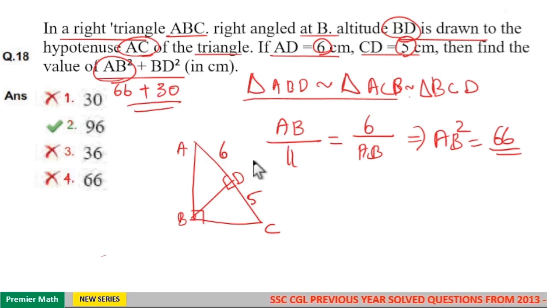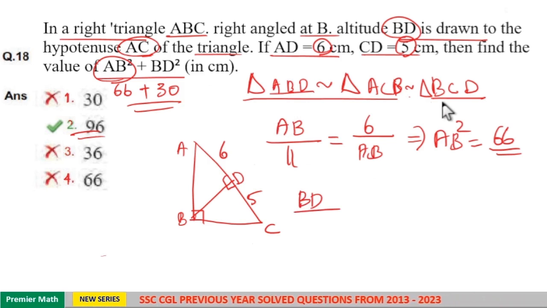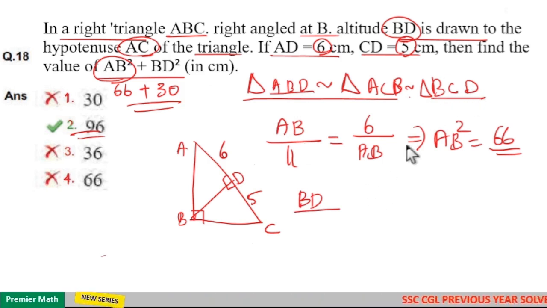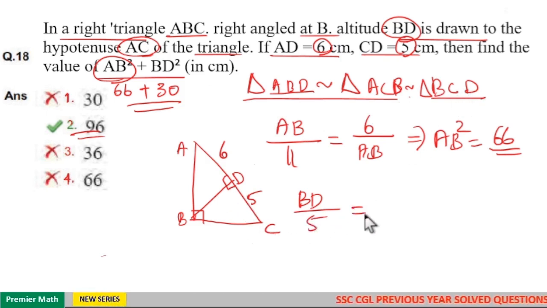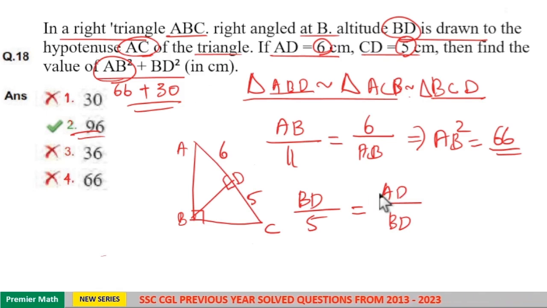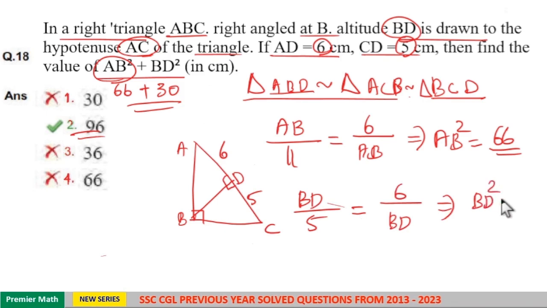Now, if you want to find BD square from this, I will write it. That is, from these two triangles, you can find BD. Here BD from this triangle, and here corresponding side to BD is CD. So, CD is 5, which is equal to BD, and we have to take AD from here. So, AD divided by BD. Now, AD is equal to 6 here. So, BD square is equal to 30.